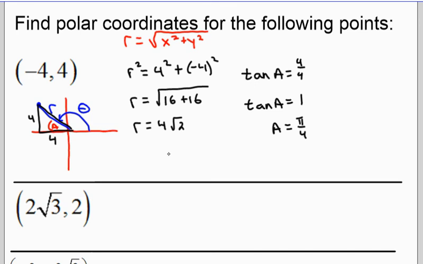So when we write this in polar form, the r is 4 square root of 2. And then the angle is going to be pi over 4 short of pi, which would be 3 pi over 4. Or 135 degrees if you prefer to work in degrees.